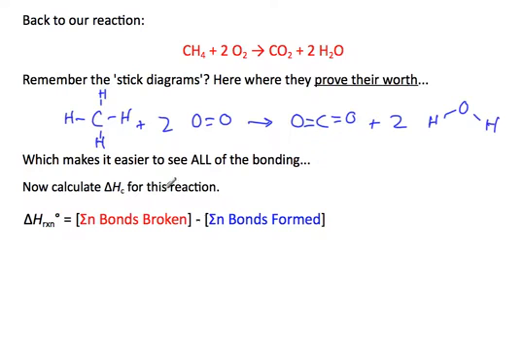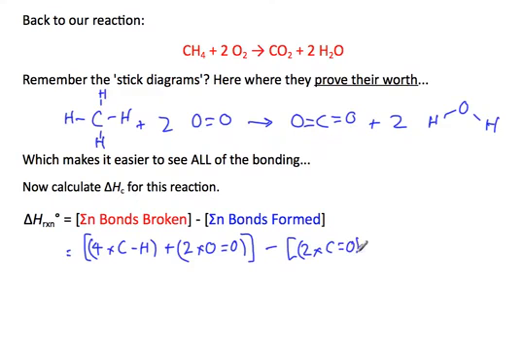So we now start on the left hand side. So we have 4 times carbon hydrogen bonds plus 2 times oxygen double bond. So there's our bonds broken, minus the bonds formed. We have 2 times carbon double bond O plus 4 times oxygen hydrogen single bond. And that's our bonds formed. And so again, we would do the math on this one by starting with the substitution.